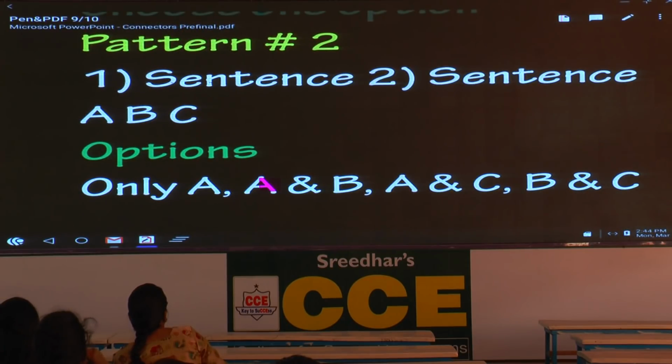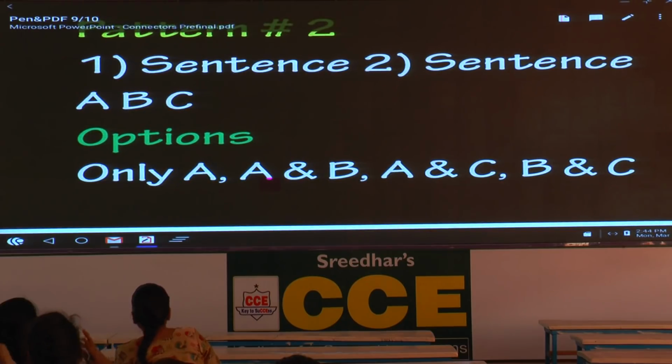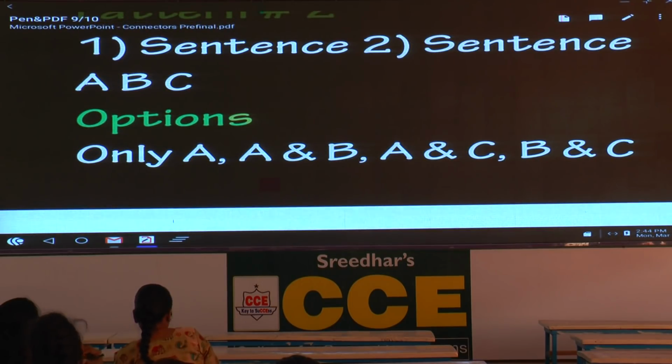Pattern 2. Again, you see two sentences, sentence 1, sentence 2, and you see A, B, C, only 3 options. Then you see the options, only A and B, A and C, B and C, options like that. These are rather difficult. You get the doubt, sir, can we use one or more than one? This is to test whether you know how many can be used based on the context, whether you have that knowledge or not.